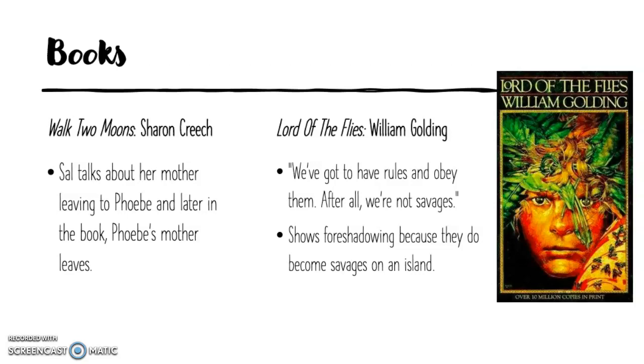So some books that have foreshadowing in them would be Walk Two Moons by Sharon Creech. Sal, who is the main character, talks about her mother leaving to Phoebe, her friend, and then later on in the book, Phoebe's mother actually ends up leaving. And in Lord of the Flies by William Golding, there is a quote that says, "We've got to have rules and obey them. After all, we're not savages." And this is foreshadowing because they end up becoming savages on an island.